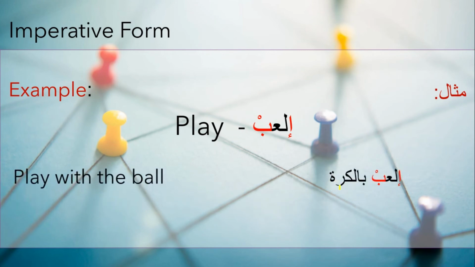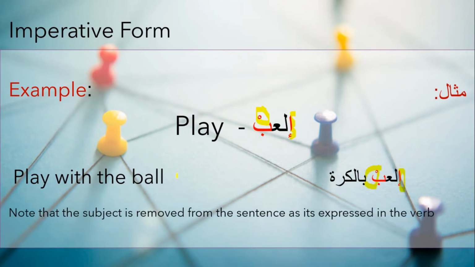So I've just put it in a sentence: ilab bilkura. Where is the subject in this sentence? There is no subject. There is sukun, there is alif to express the imperative form, but where is the subject? We don't have the subject because it has been covered by the alif and the ba. We can't say il'ab al-waladu bil-kura. The subject is removed because it's expressed by the verb itself with the suffixes and prefixes. We don't say al-walad.